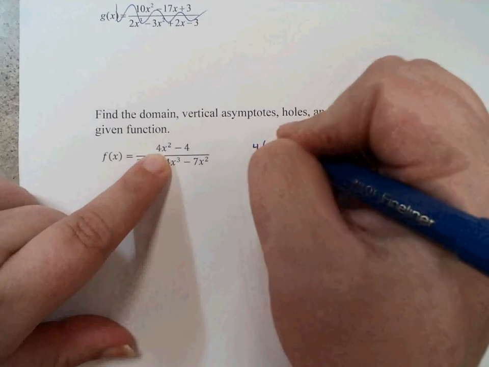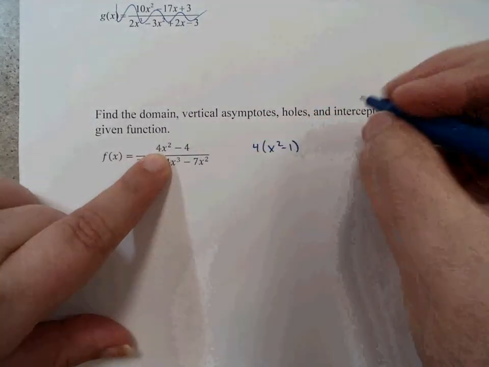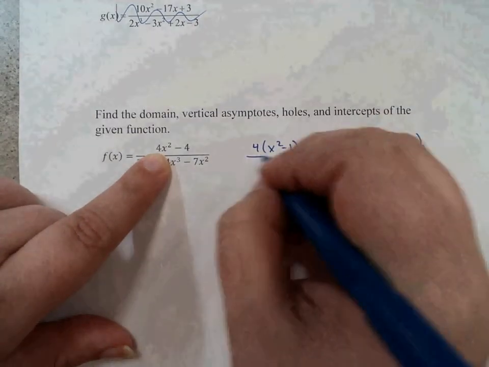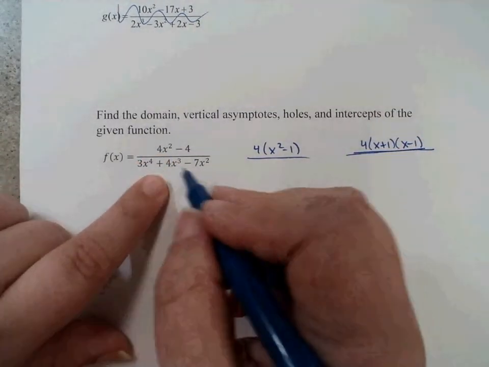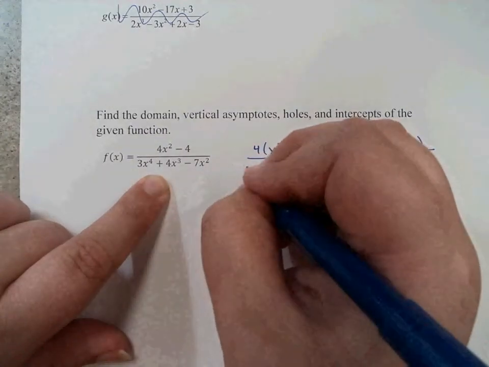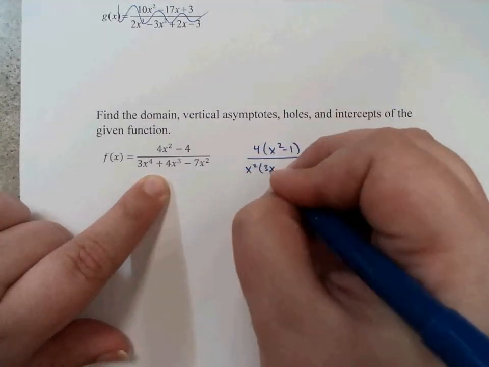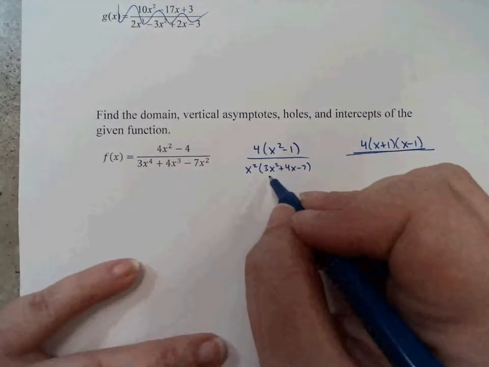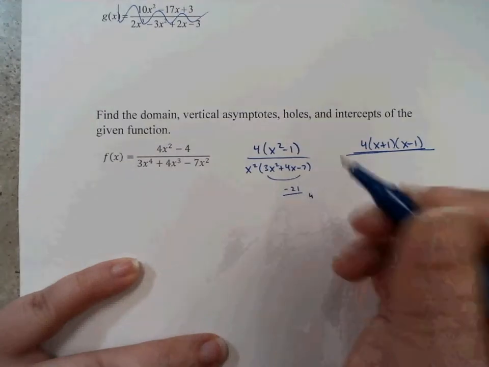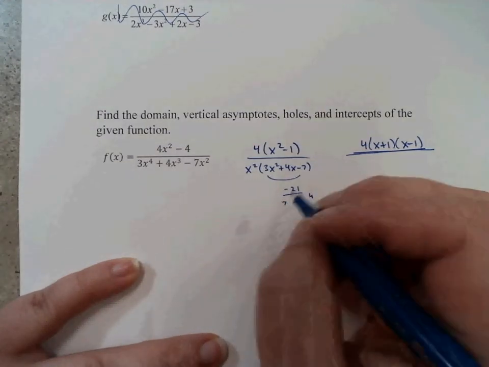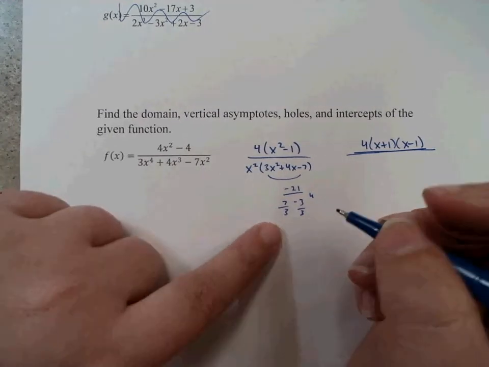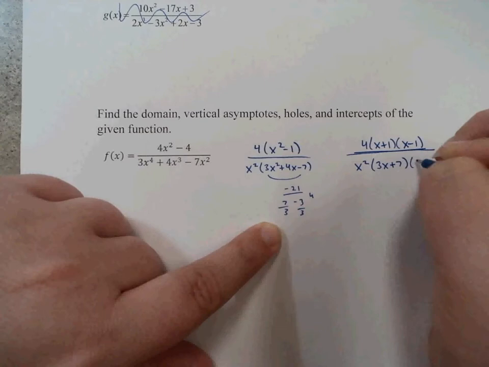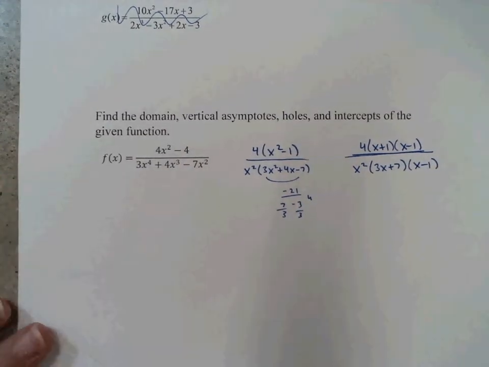The numerator, I'm going to factor out a 4, and I'm left with x squared minus 1. X squared minus 1 is the difference of perfect squares, so x plus 1, x minus 1, divided by... The denominator has a common factor of x squared, so I'm going to factor out an x squared, and then we're left with 3x squared plus 4x minus 7. So we're looking for the factors of negative 21 that add up to 4. 7 and negative 3, divide by 3. So I get x squared times 3x plus 7 times x minus 1.